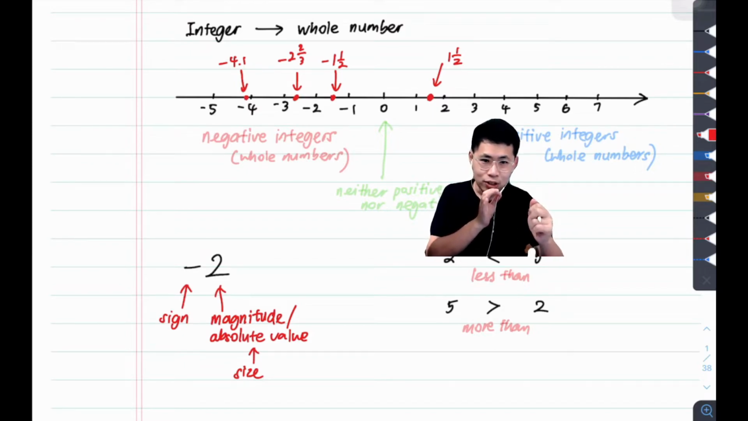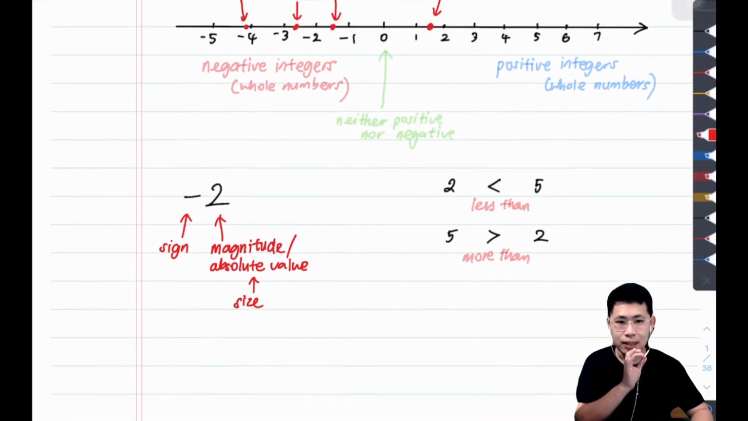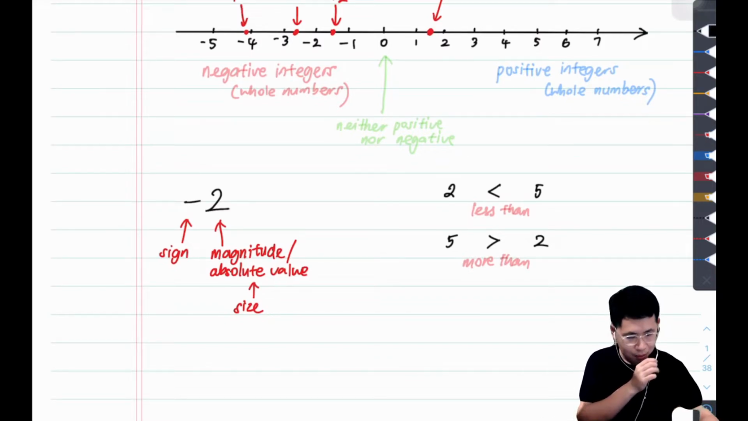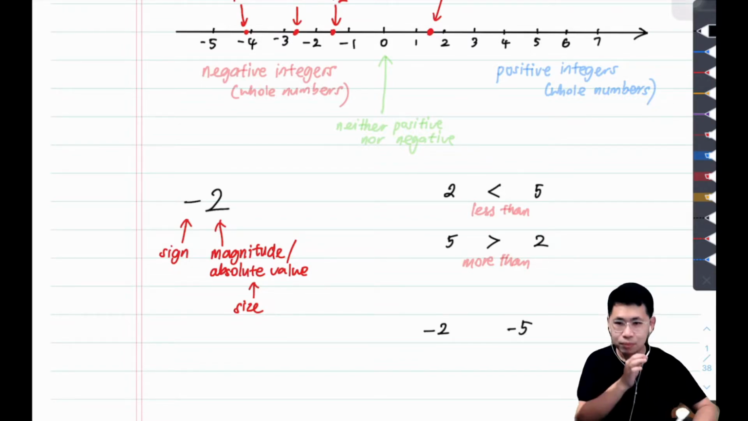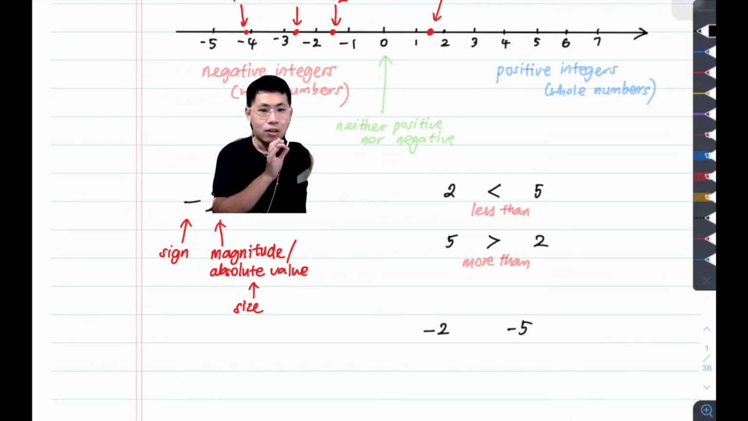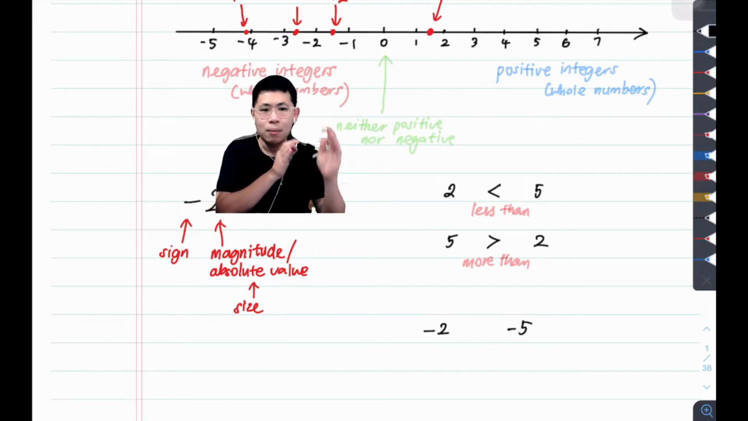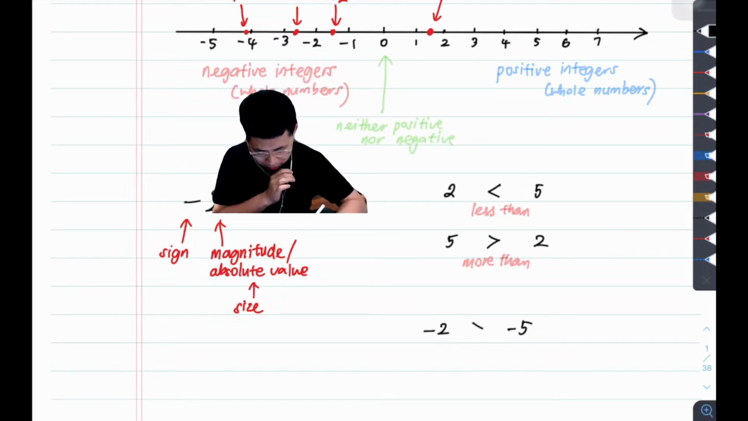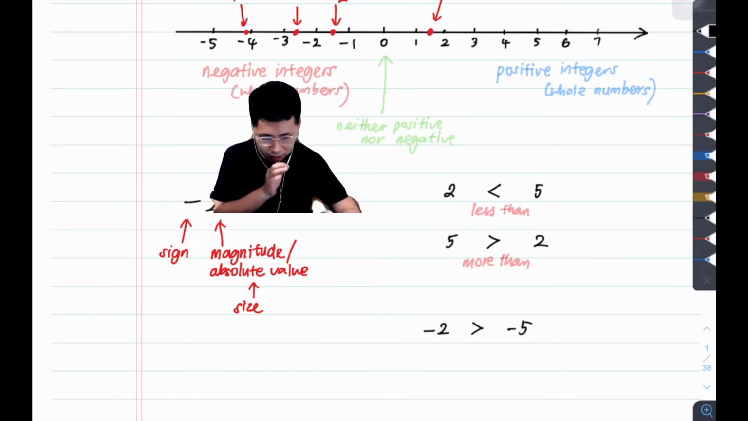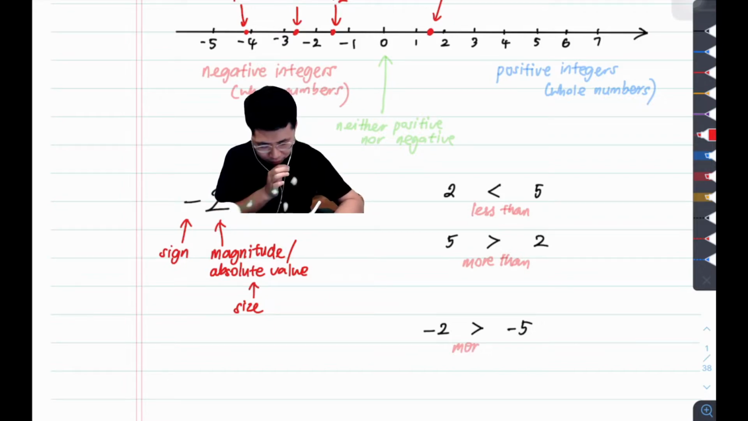So based on this logic, let me move myself down again. I'll put the number line up there. I want you to compare this one, right? I want you to compare -2 and -5. Is it going to be more than or less than? So over here, -2 is on the right hand side, -5 is on the left hand side. So which is the bigger number? -2 is going to be the bigger number. So -2 is bigger, -5 is smaller. So -2 is more than -5.